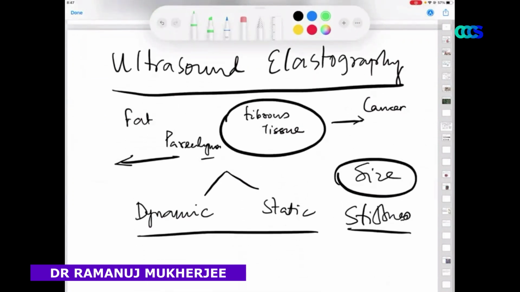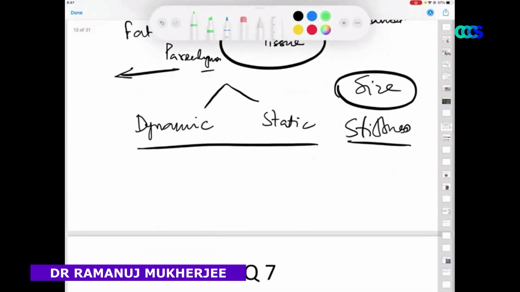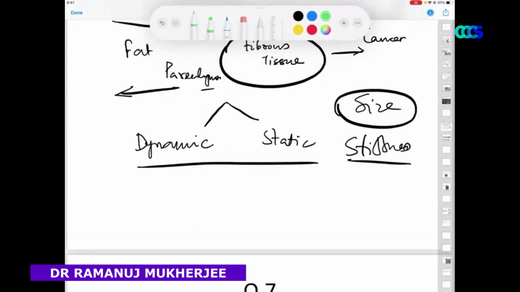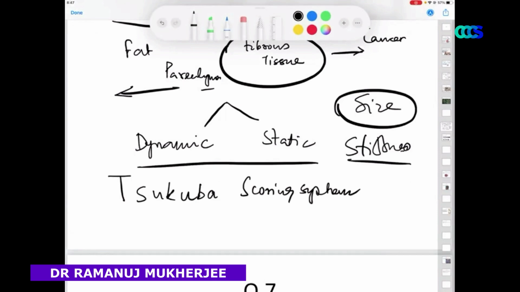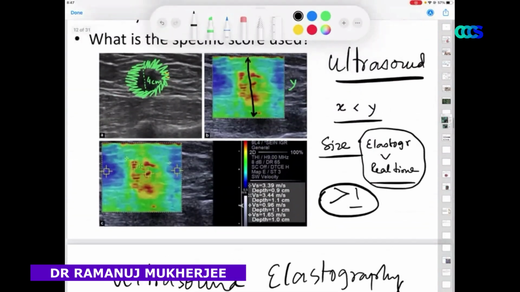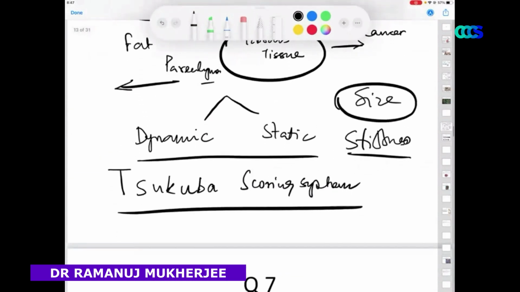The second is something more difficult for us as surgeons to understand, which is the stiffness, now measured by radiologists according to various parameters. You are not required to know that, but for your MCH exams, just remember a name called the Tsukuba scoring system. The T is silent. It is called Sukuba. The Tsukuba scoring system is technically the color thing that I have shown you.